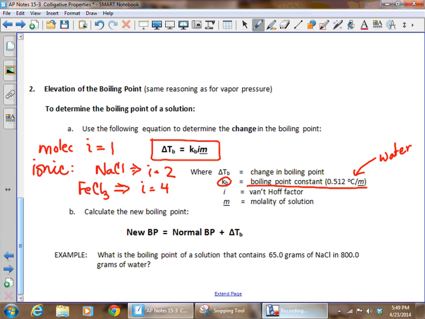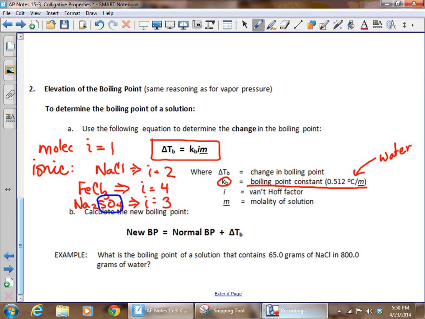Be careful. Let's say we have something like Na2SO4. Maybe our tendency would be to say, okay, there's 2 sodiums and 1 sulfur and 4 oxygens, so evidently that has a Van 't Hoff factor of 7. No, it doesn't, because polyatomic ions count as 1. So in reality, we have 2 sodiums and 1 sulfate, so our Van 't Hoff factor is 3.